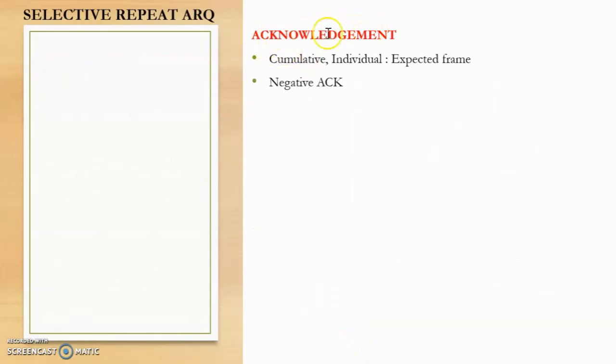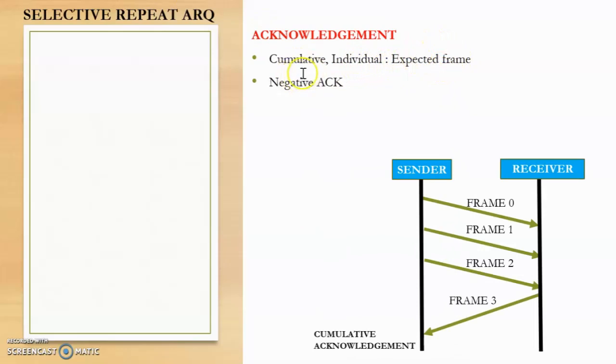Next, let us discuss acknowledgement in selective repeat ARQ. Over here, the receiver can either send a cumulative acknowledgement or an individual acknowledgement, and an acknowledgement is always sent for the next expected frame. Cumulative acknowledgement means an acknowledgement is sent for many frames together. So let us see how this cumulative acknowledgement is sent.